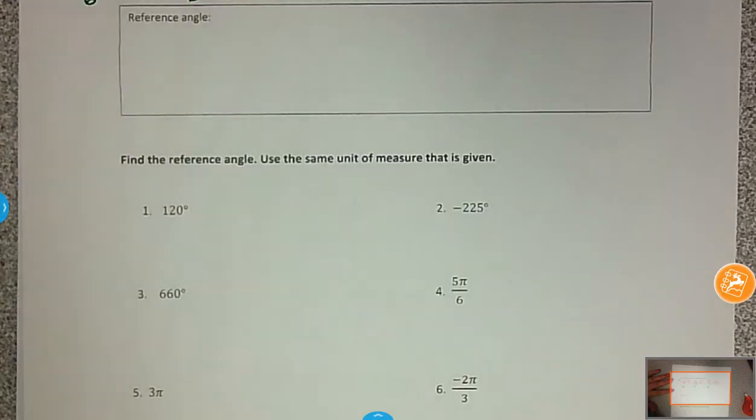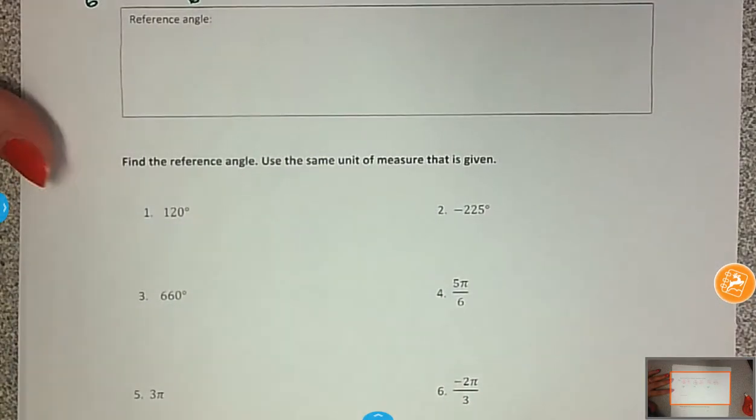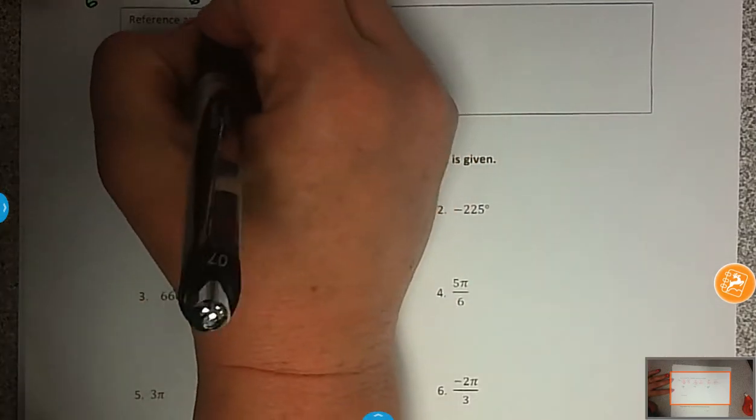Alright guys, next we're going to talk about a reference angle. A reference angle is the distance that the terminal side of an angle is from the x-axis.